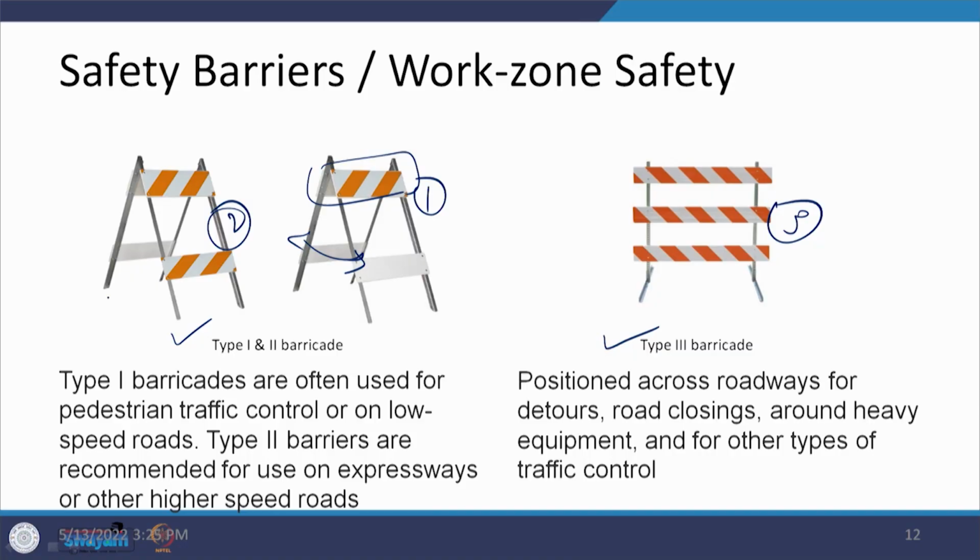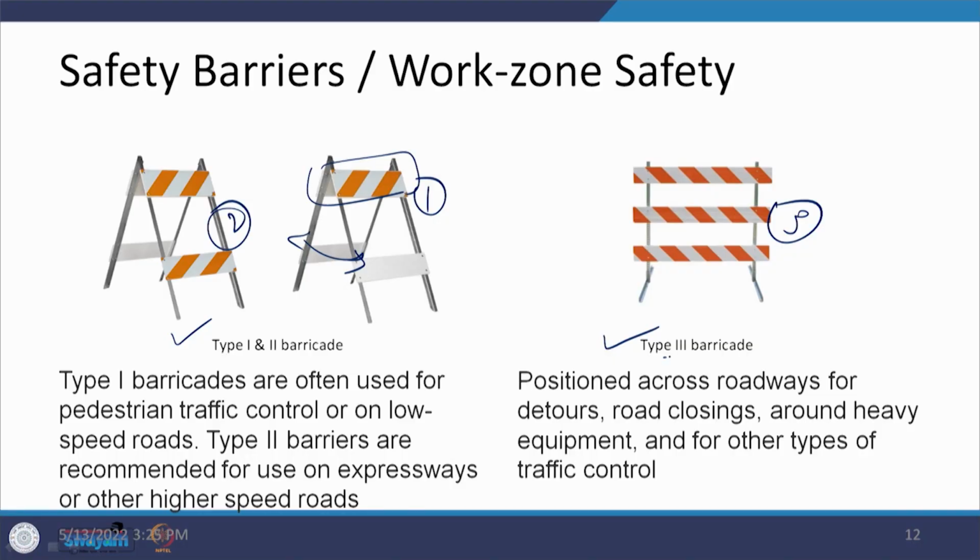Type 2 is recommended in situations where the speeds are higher. So, it may be a high speed multi-lane facility or expressway etc. Type 3 barricade is more specific in nature, it is bigger in size, it is bulkier and that is why it is very difficult to keep changing its position now and then.